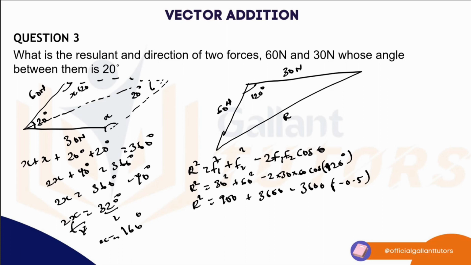Good. So 900 plus 3600 will give you 4500. Alright, so minus times minus, 3600 divided by 2 will give you what? Just divide it by 2. What do you get? Correct, 1800. Right, so 1800 plus 4500 will give you 6300. Is that clear?